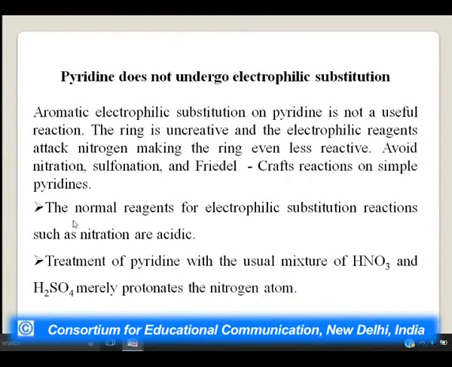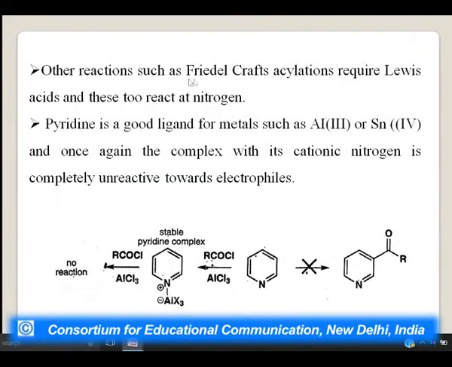The normal reagents for electrophilic substitution reactions such as nitration are acidic. Treatment of pyridine with the usual nitrating mixture, HNO3 and H2SO4, merely protonates the nitrogen atom. Other reactions such as Friedel-Crafts acylation require a Lewis acid, and these also react at the nitrogen atom. Hence, you can see this kind of stable pyridine complex formed when it reacts with an acyl chloride, so no further reaction can occur because it is a stable intermediate. Rather than this, pyridine is a good ligand for metals such as aluminium or tin, and once again the complex with its cationic nitrogen is completely unreactive towards electrophiles.